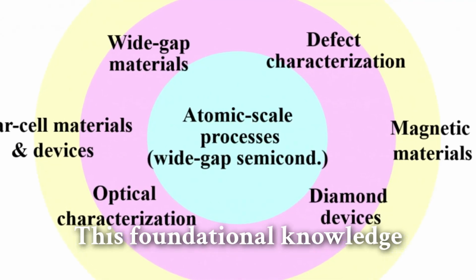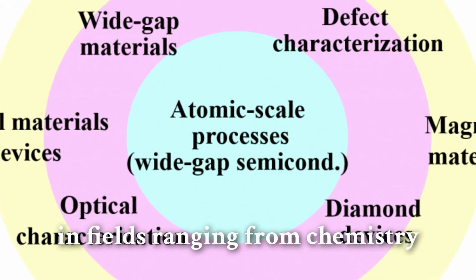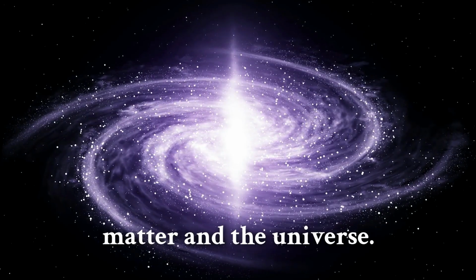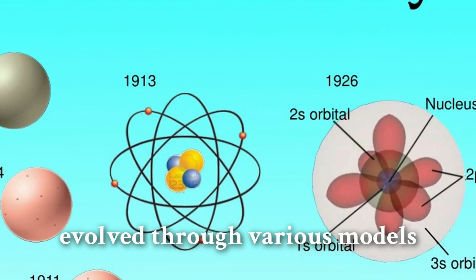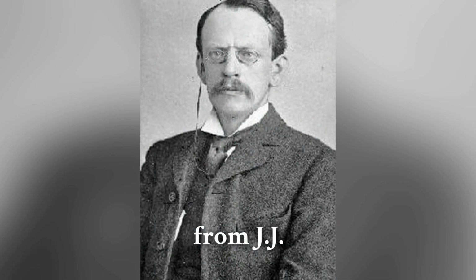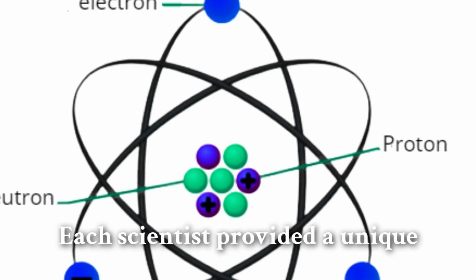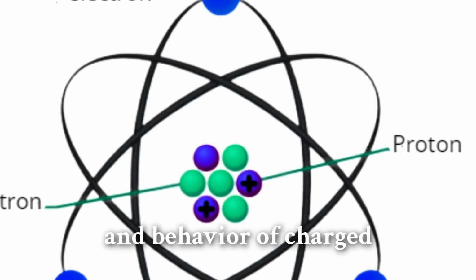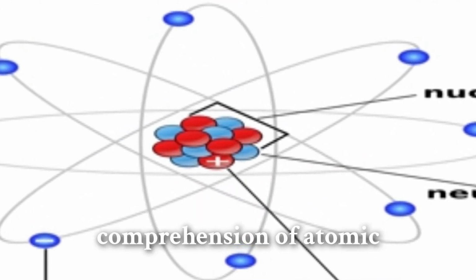This foundational knowledge continues to influence research in fields ranging from chemistry to particle physics, shaping the understanding of matter and the universe. The understanding of atomic structure has significantly evolved through various models proposed by scientists over the years, with notable contributions from J.J. Thomson and Ernest Rutherford. Each scientist provided a unique perspective on the arrangement and behavior of charged particles within an atom, leading to a deeper comprehension of atomic structure.